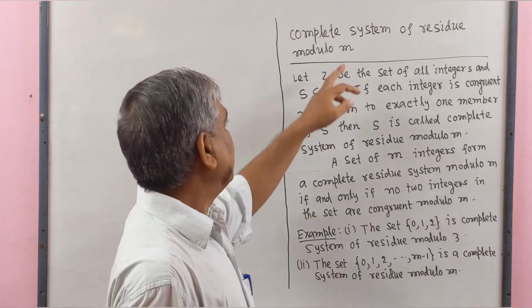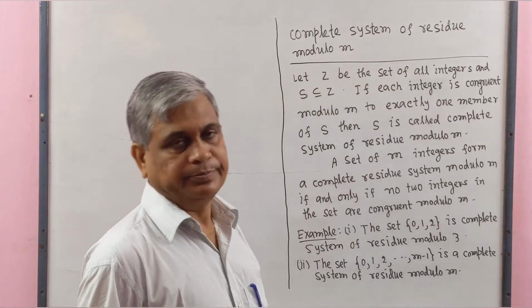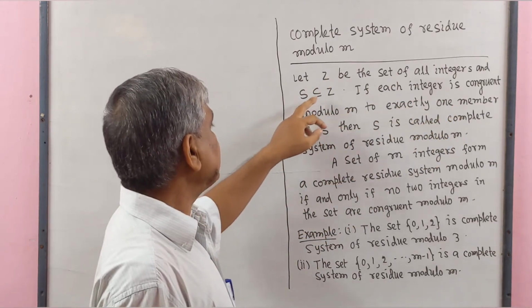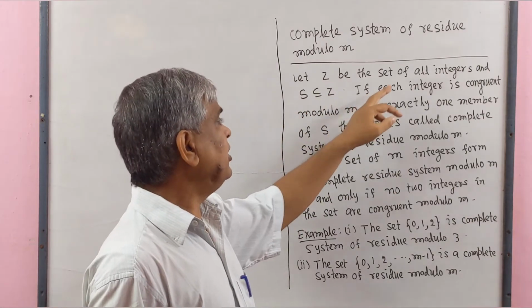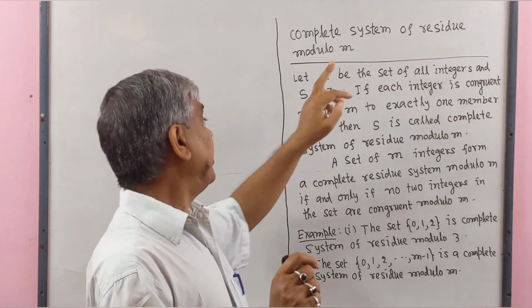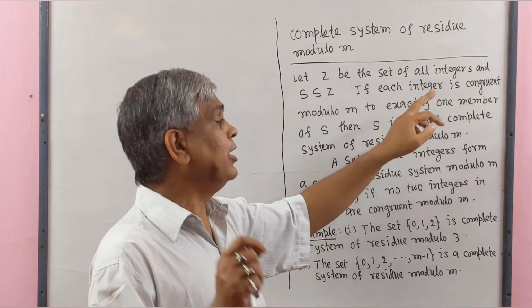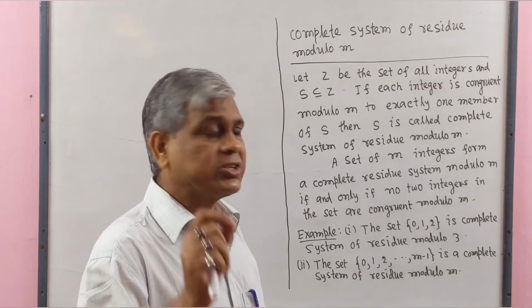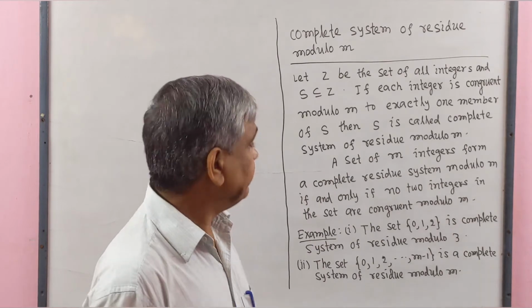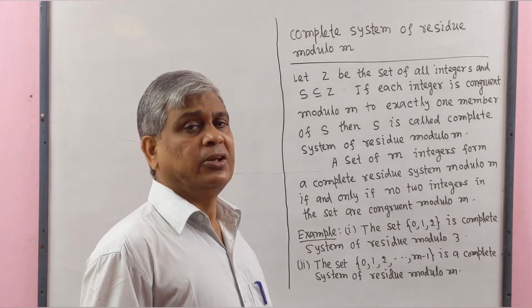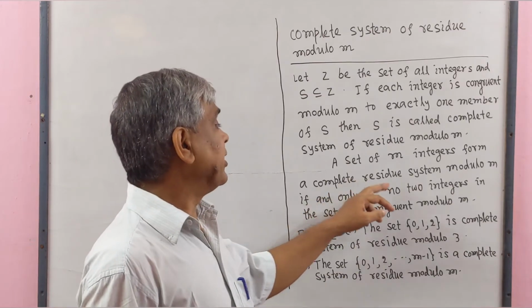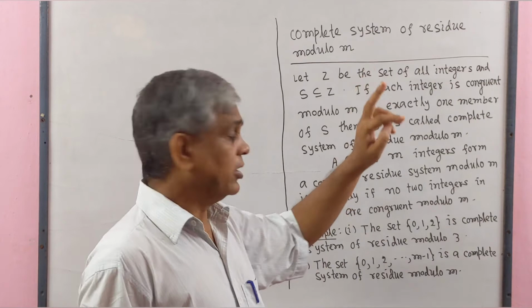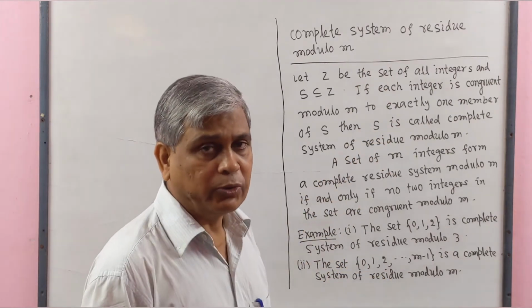Now we define complete system of residue modulo M. Let Z be the set of all integers and S is a subset of Z. If each integer is congruent modulo M to exactly one member of S, then S is called complete system of residue modulo M. A set of M integers form a complete residue system modulo M if and only if no two integers in the set are congruent modulo M.